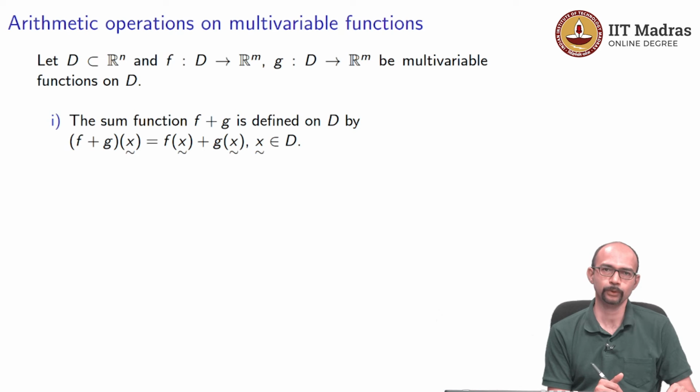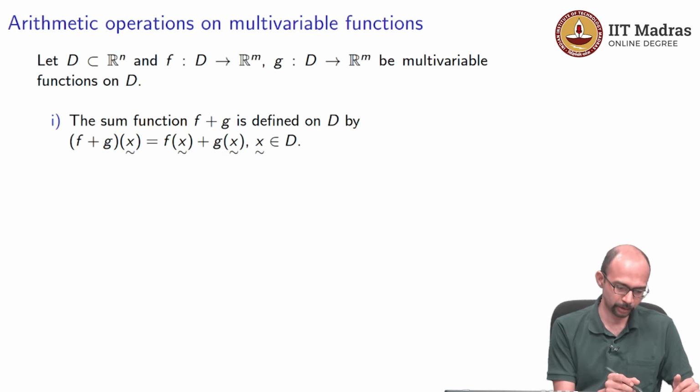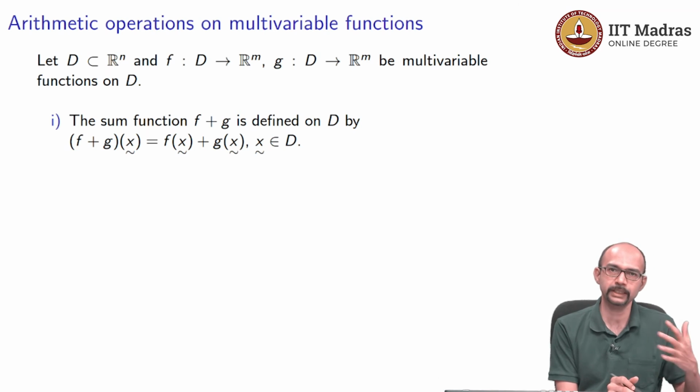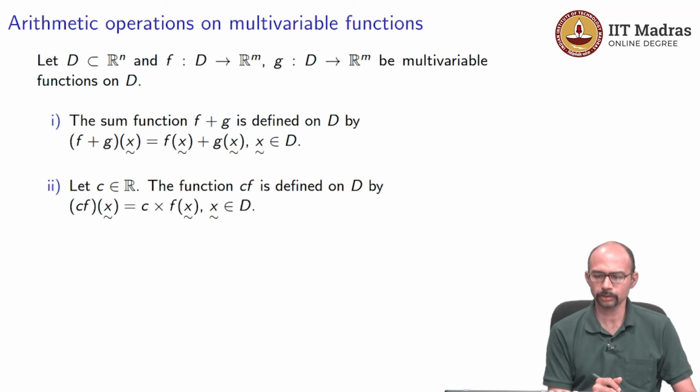If you want f plus g of x tilde, then that is f of x tilde plus g of x tilde. This makes sense because in R m you can add vectors, right. So, R m is a vector space in particular. This is one of the reasons why we specifically studied linear algebra. Suppose you have a constant c, a scalar, then the function c times f is defined on D by c f of x tilde is c times f of x tilde.